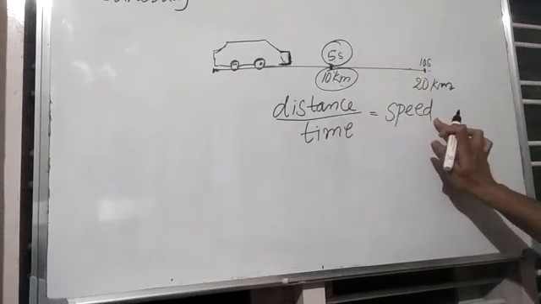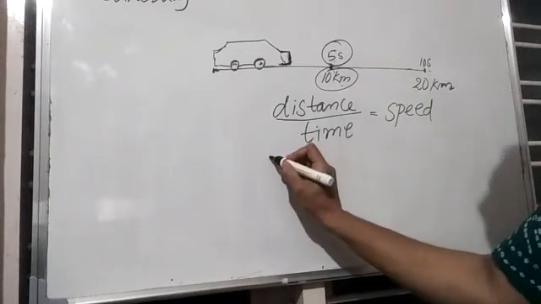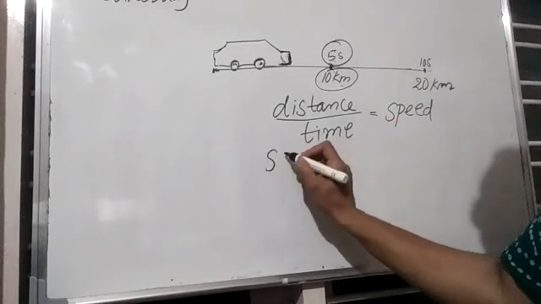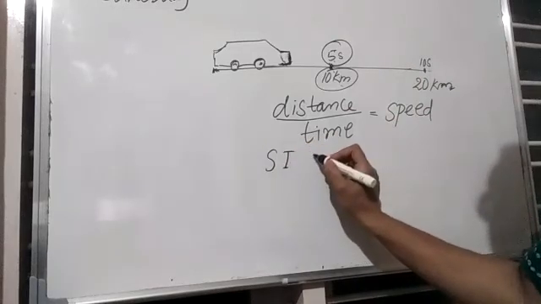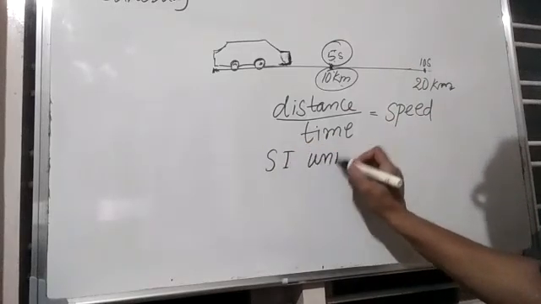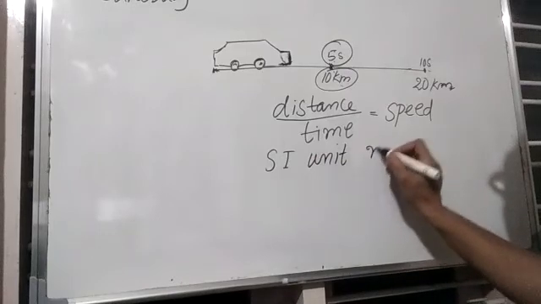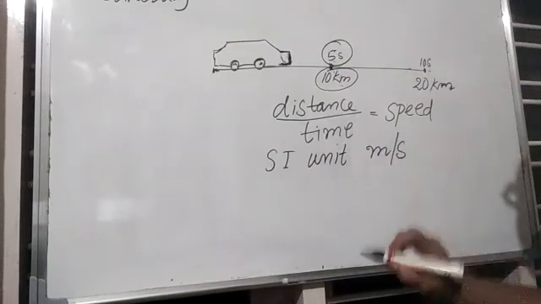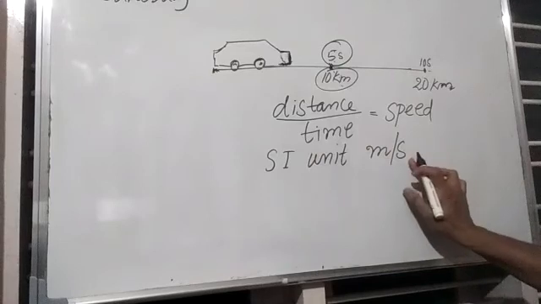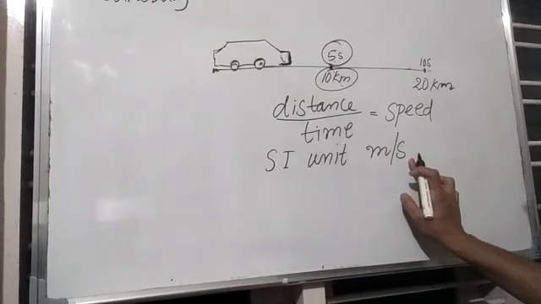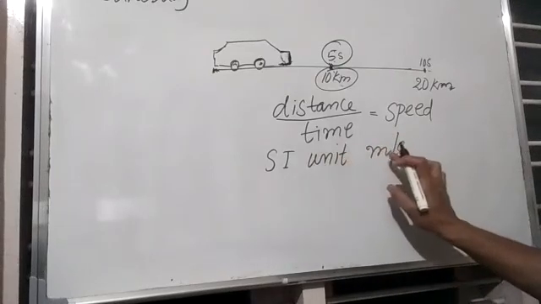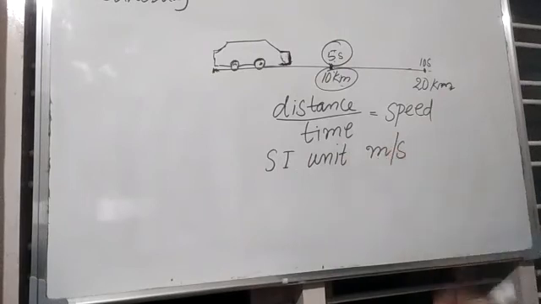The SI unit of speed is meter per second. So that much meter in 1 second. That is the SI unit of speed, meter per second.